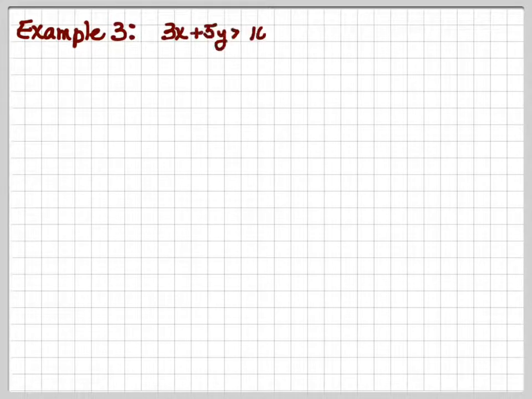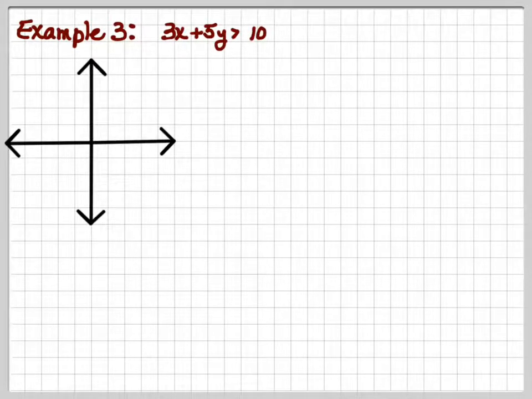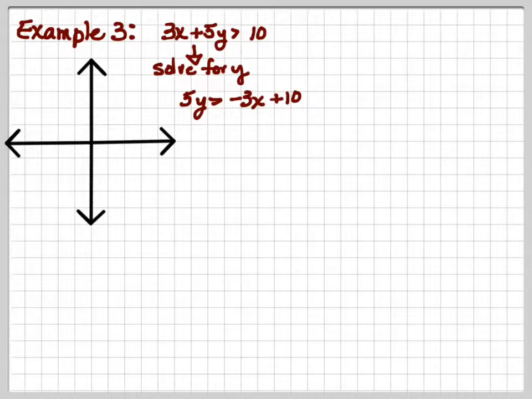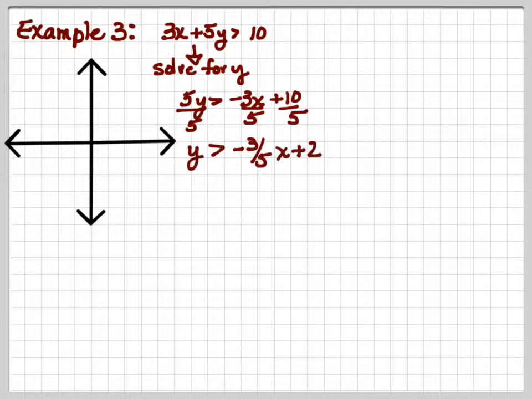Okay, let's try one that's in standard form. So the first thing we're going to have to do is change our standard form to slope-intercept form, which means we solve for y. So I'm going to move the 3x to the other side, and have 5y is greater than minus 3x plus 10. I divide everything by 5, and I have y is greater than negative 3/5 x plus 2. So that means my slope is negative 3 over 5, and my y-intercept is 2.